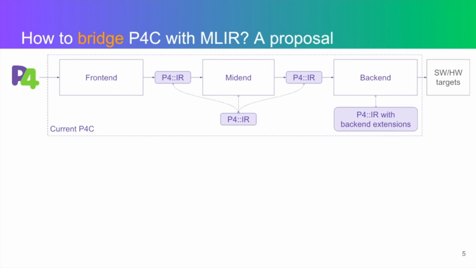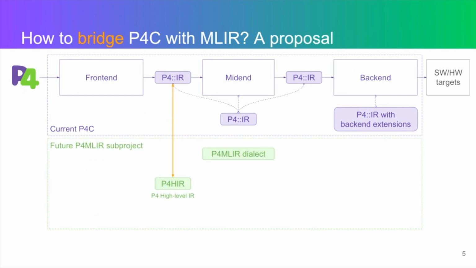This is just a high-level proposal. What we see here is a high-level architecture of the current P4C. And the proposal is we can define an MLIR dialect. We can call it P4 high-level IR or some other name. But the goal is that we can design this dialect to closely model the existing P4 IR, so we can transform between these two IRs.